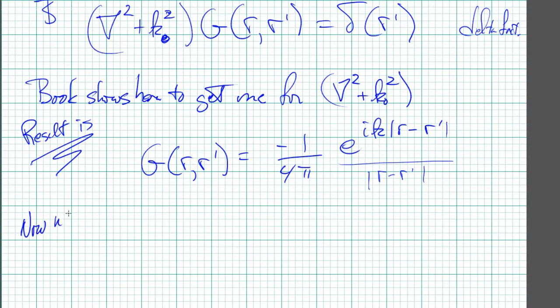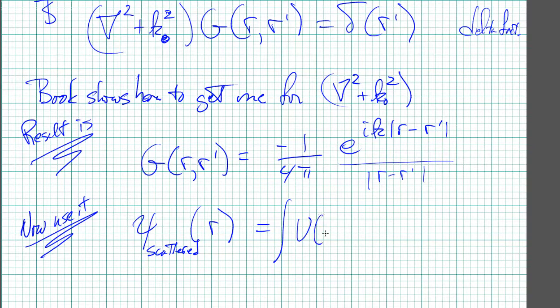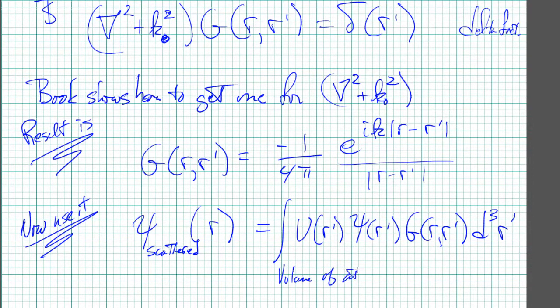So now use it. So we're going to take this on both sides, and we're going to end up with psi scattered of r equals the integral of u of r prime, psi of r prime, g of r prime, and integrate it over some volume with r prime over the volume of the atom. And there you have it.